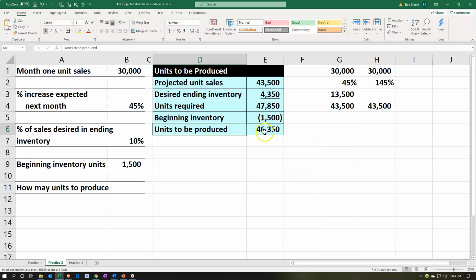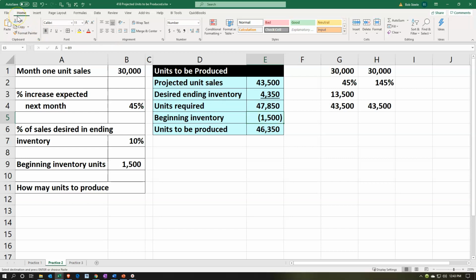So we need to make that amount of units because we already have these on hand in order to cover the sales that we believe are going to be the 43,500, plus the ending inventory, which we would like to have 4,350 left over. Or, you know, we would like the sales to be up and we can sell all those and that would be great. But we want to have that cushion in case sales are higher than projected.